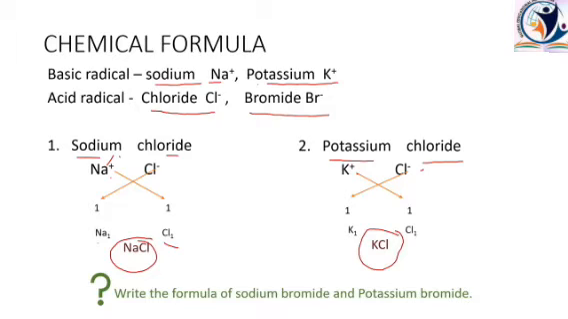Both the radicals are already written at the top, that is sodium as Na plus and bromide as Br minus. Similarly, potassium as K plus and bromide as Br minus. You will follow the same process and you will write these two formulas also. So total 4 formulas you are going to write today.